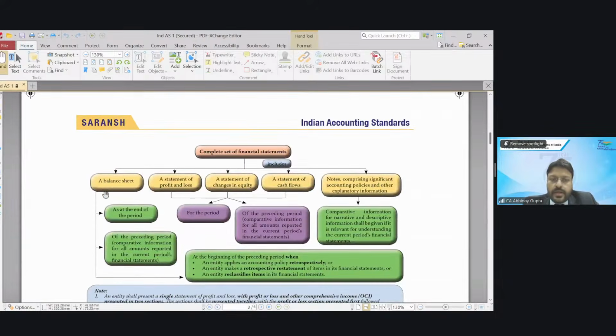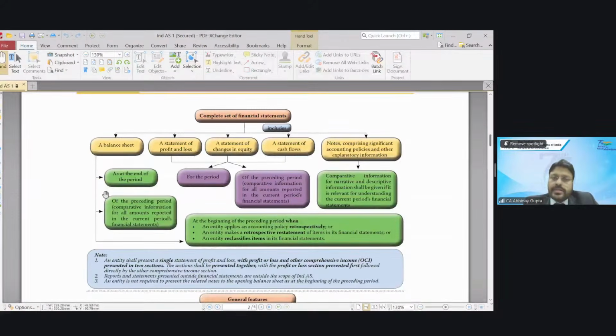Okay. Now, what all statements are we going to prepare under Ind AS 1? So Ind AS 1 says you have to prepare the balance sheet, a statement of profit and loss, a statement of changes in equity, a statement of cash flows, and the notes comprising significant policies and the other explanatory information. So what do we mean by these statements?